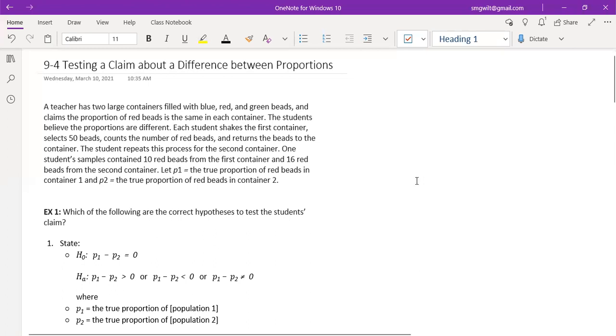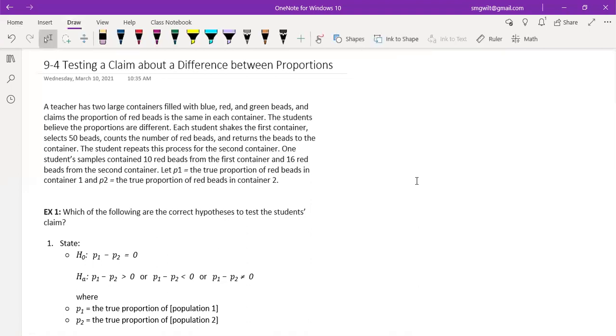So a teacher has 2 large containers filled with blue, red, and green beads, and claims the proportion of red beads is the same in each container. So we're looking at red beads. The students believe the proportions are different. Okay, so the students believe the proportions are different is going to end up being our alternative hypothesis. So she says they're the same. So our null hypothesis is that the proportion's the same for red. And then our alternative hypothesis is going to be that it's different.